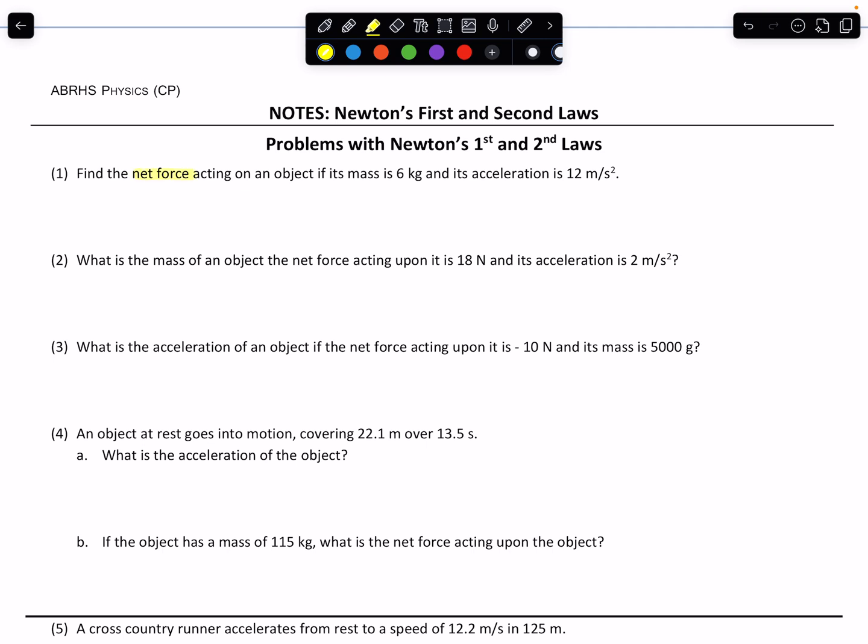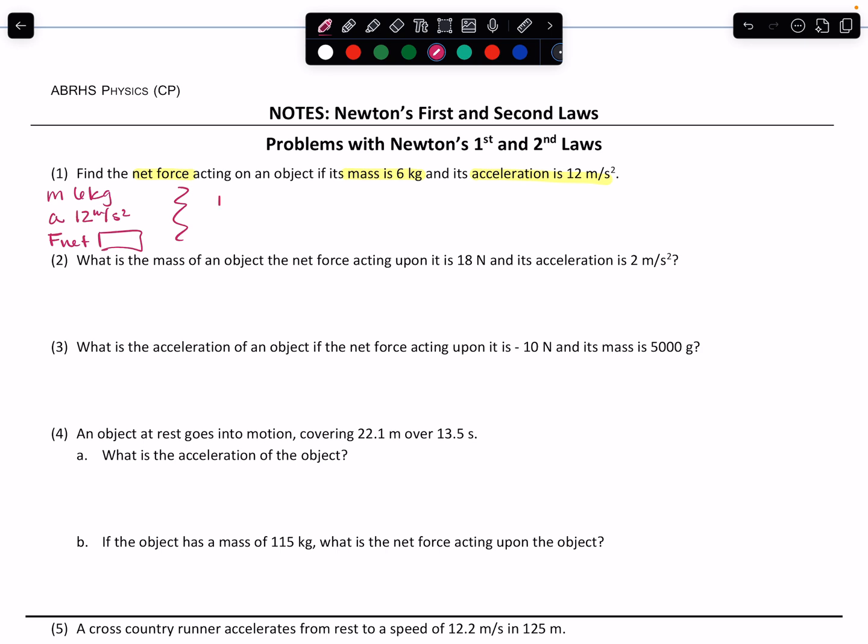Find the net force acting on an object if its mass is 6 kilograms and its acceleration is 12 meters per second squared. All right, so we have a mass value of 6 kilograms and acceleration value of 12 meters per second squared, and we're asked to find that net force. Okay, so we can actually determine net force in two different ways depending on what the problem gives us. If you're given a free body force diagram or the forces that allow you to draw it, then you're going to add the forces up to determine that net force. The other option is if you're given mass and acceleration, then you're going to utilize Newton's second law to determine what that net force is.